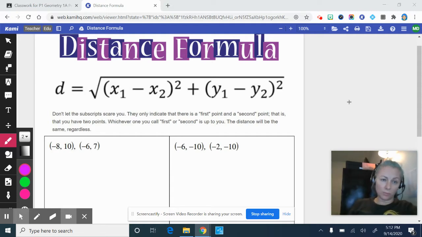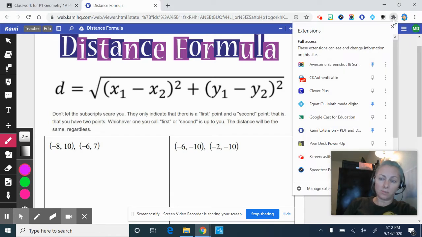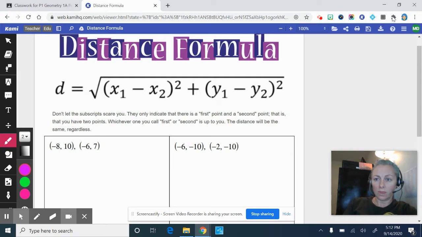So we're doing this through Kami, and you want to make sure you have the extension. It is up here in the little puzzle piece. It says Kami extension. If you don't have that, you want to go to the Google Chrome store and add it to Chrome.